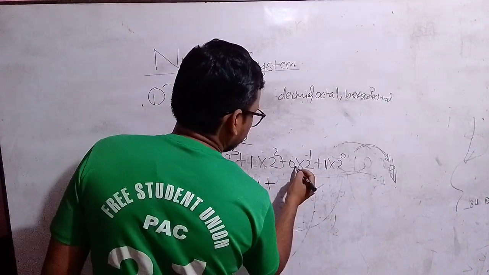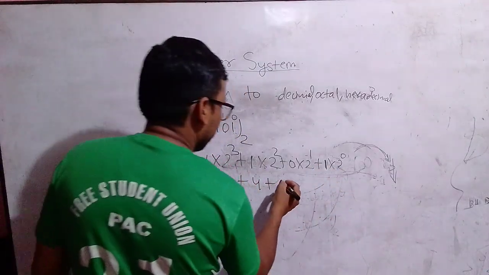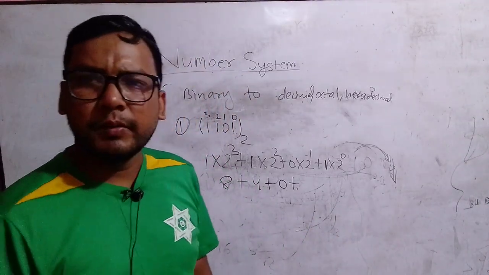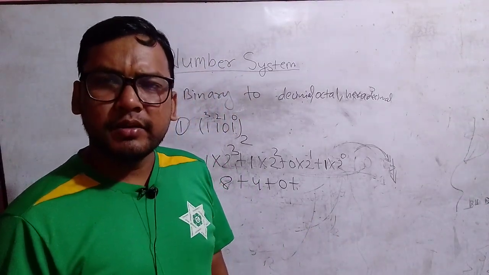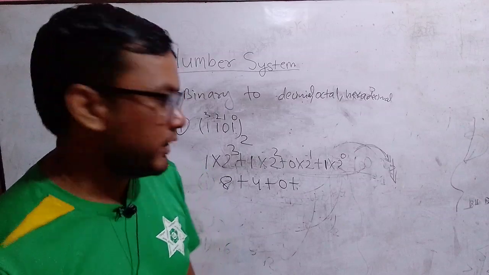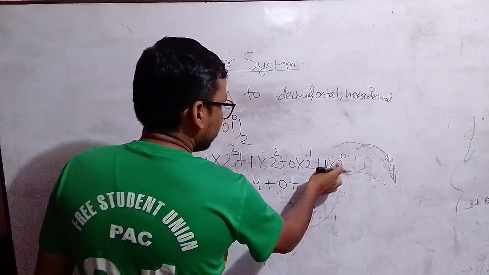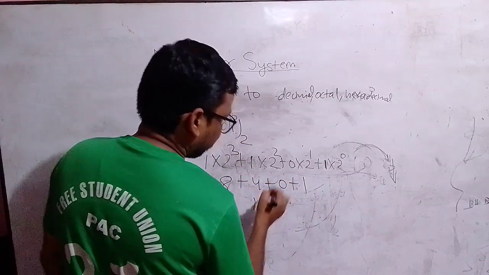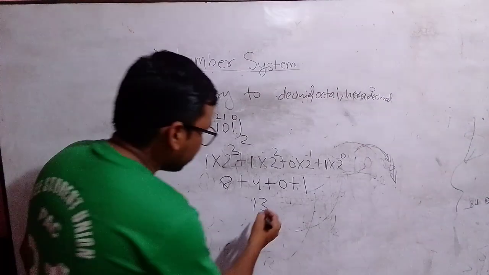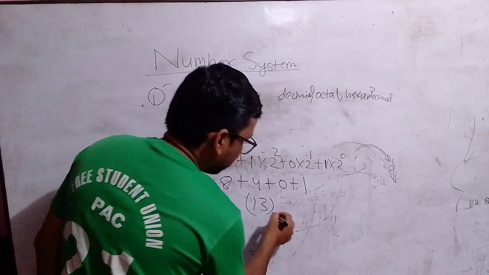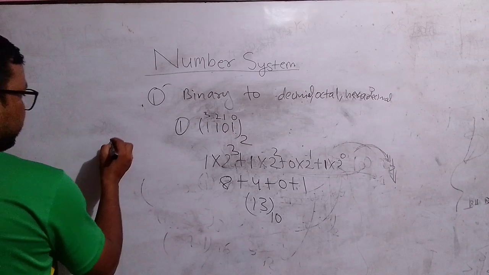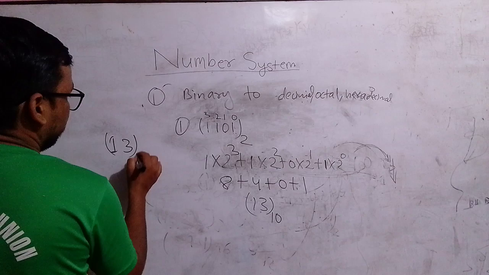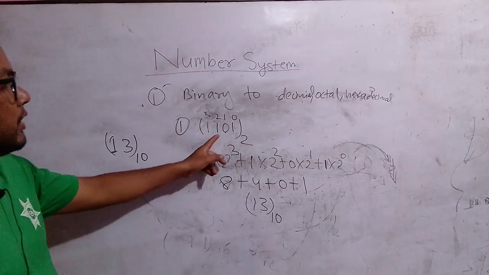4, plus 0 into any number gives 0, plus 1 into 2 to the power 0. 2 to the power 0 gives 1. Any number to the power 0 gives 1. That means 2 to the power 0 is also 1. 1 into 1 is 1. That means 8 plus 4 is 12, and 1 gives 13. This gives 13, and this is the decimal equivalent. That means 13 is the decimal equivalent of 1101.